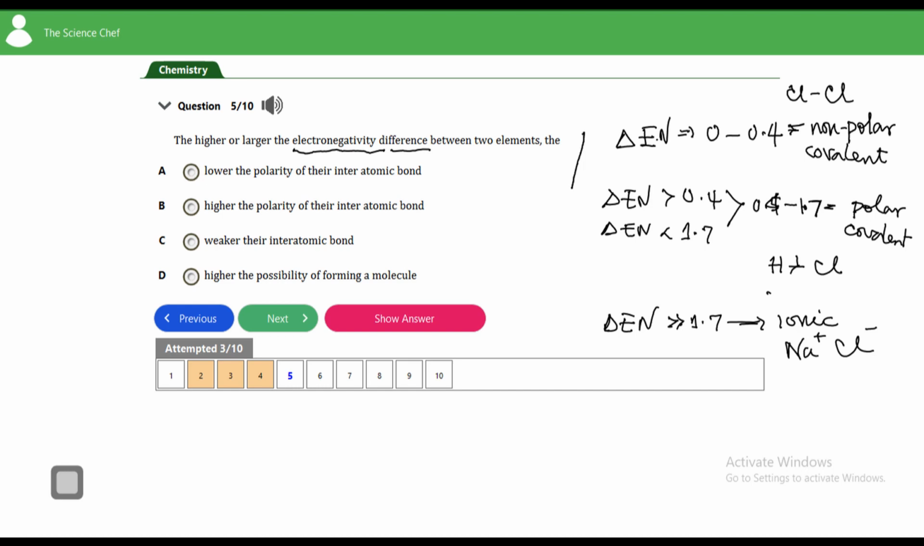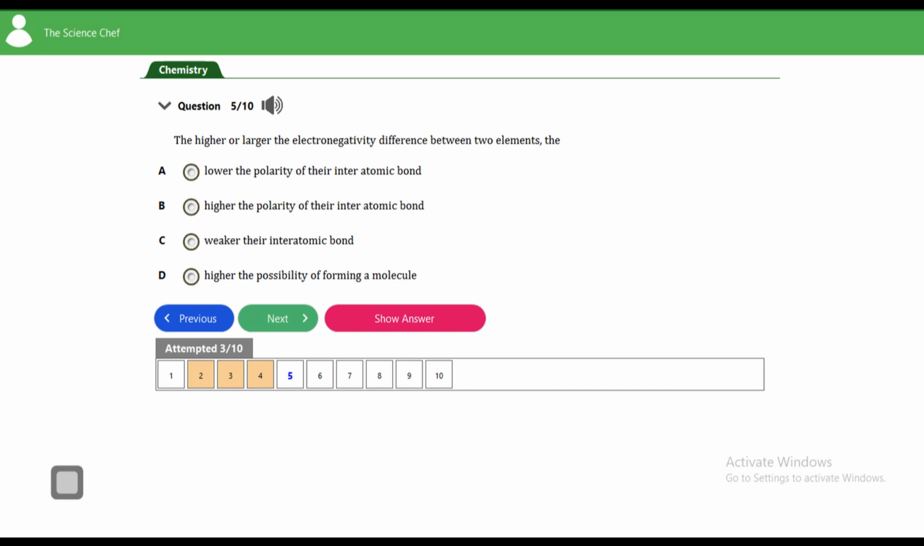Alright, so from what you are seeing here, the large electronegativity difference between two elements, what will happen? The higher the polarity of their interatomic bond. You can see as we move down this illustration, the difference in the electronegativity is increasing. And as the difference in electronegativity increases, the polarity is also increasing. The polarity of the ionic bond is far higher or stronger than that of the polar covalent bond, right? And that of the polar covalent bond is stronger than the non-polar covalent bond. So the answer to the question is B.